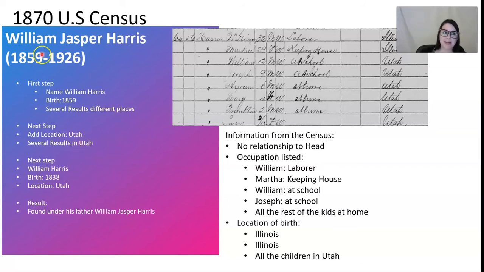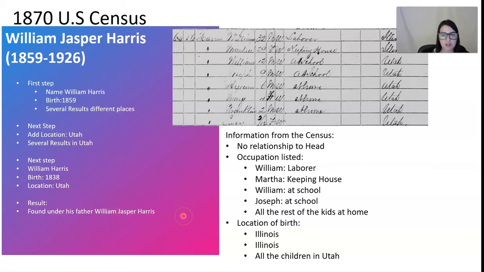So since I wasn't finding just the son, I decided to try and find the father. I added William Harris, and then I did 1838 and Utah. I was able to find William under his father. I'm not sure why he was not listed beforehand, but he could have been indexed wrong, or that's my guess.